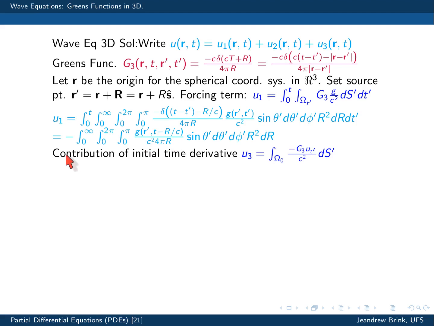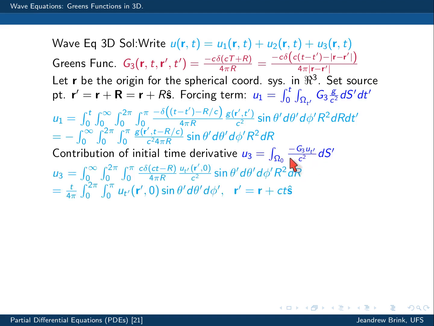Okay, so the second contribution is the contribution from our initial time derivative view, and I did it in this order simply because it's easier. Here we have the integral over the whole spatial domain at t prime equals 0. And what we then get is basically just writing it out. We have the integral over the whole spatial domain times the delta function. Now I've set t prime equals 0, and I have kept this delta function in the original form. In other words, I haven't rescaled it.